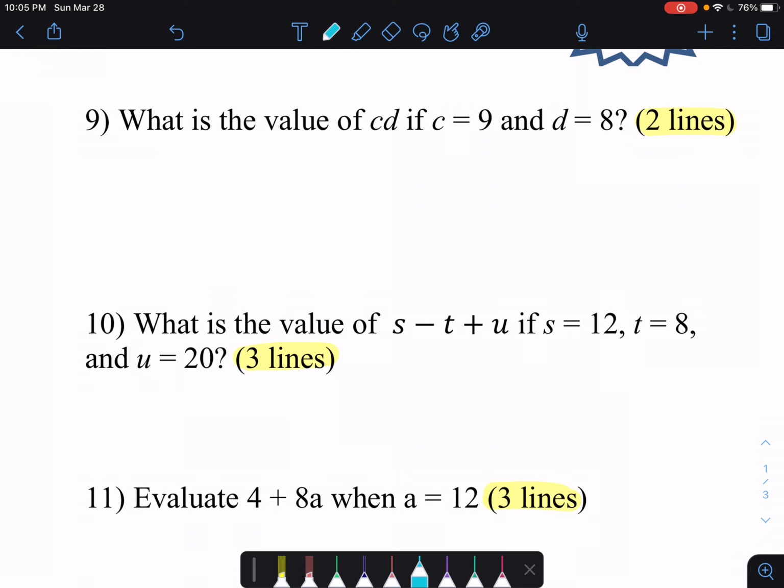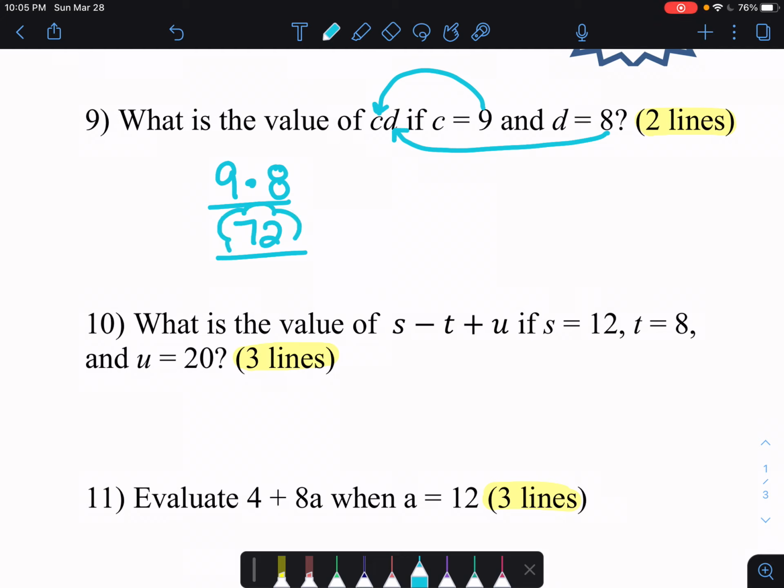So number 9 says, what is the value of CD if C is 9 and D is 8? So I'm going to put a 9 in for C and an 8 in for D. So I'm going to have 9 times 8. So there's my first line. And then my second line is going to be simplifying that. So 9 times 8 is 72. Remember, when it's written like this, this means C times D.